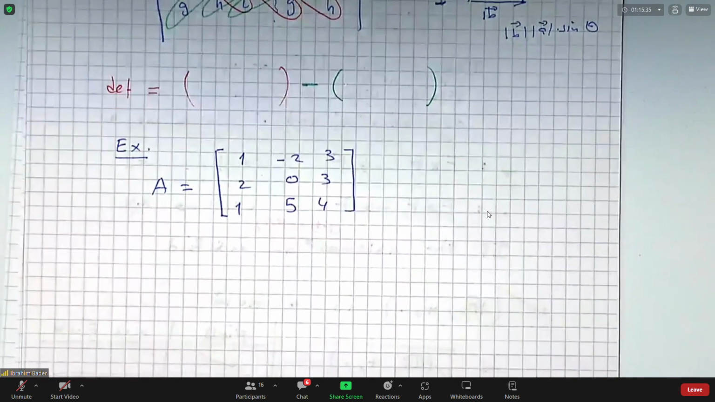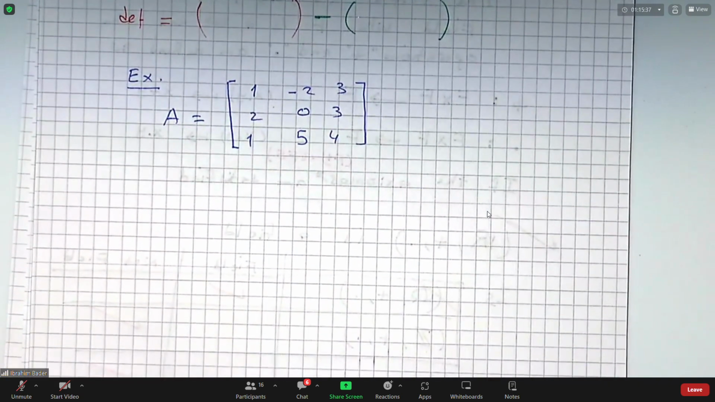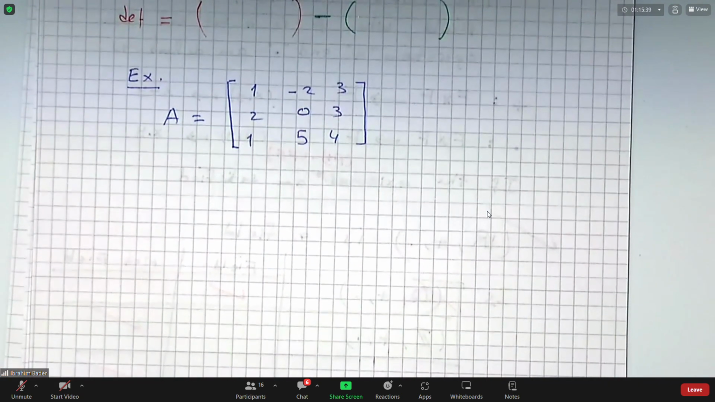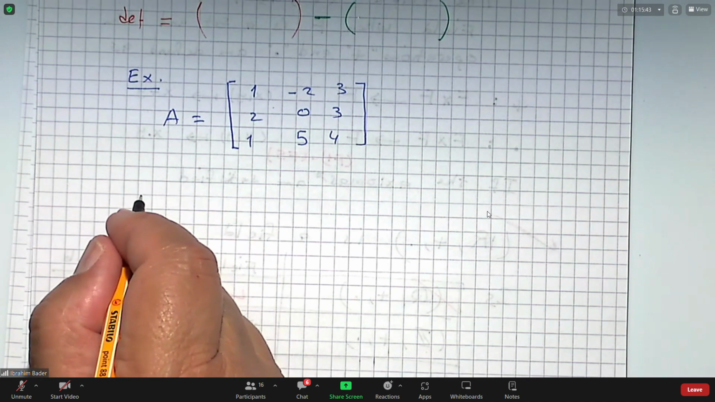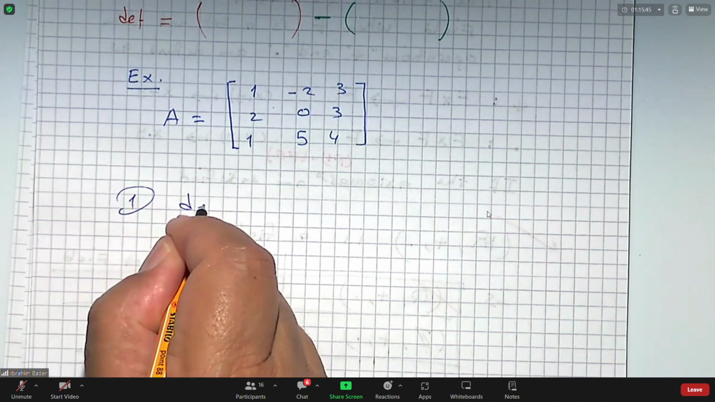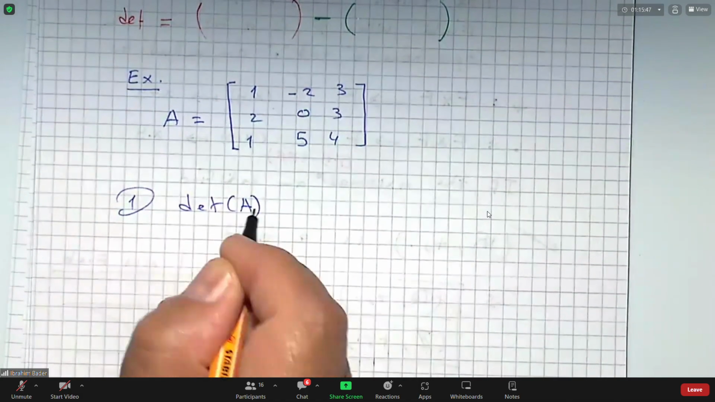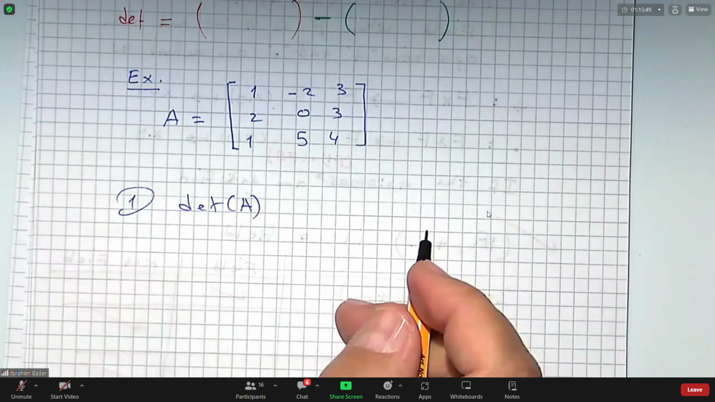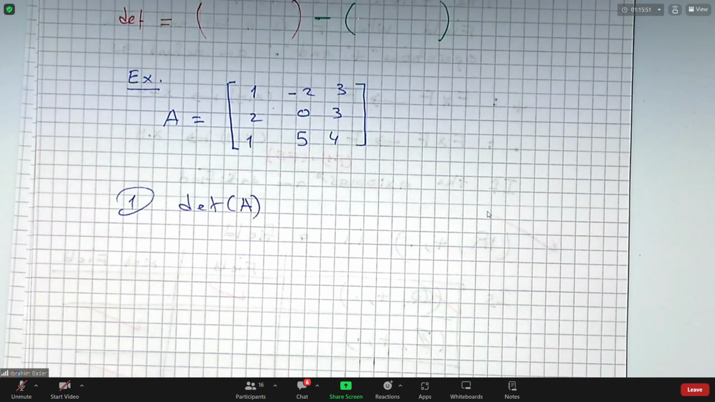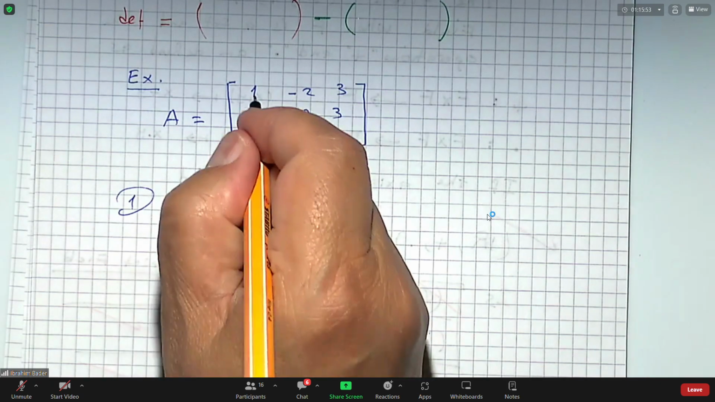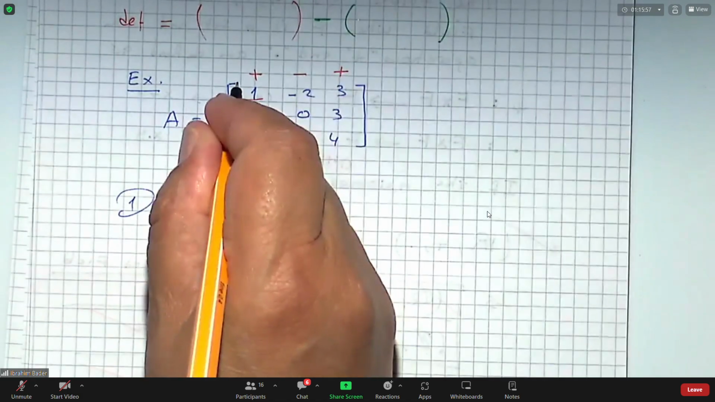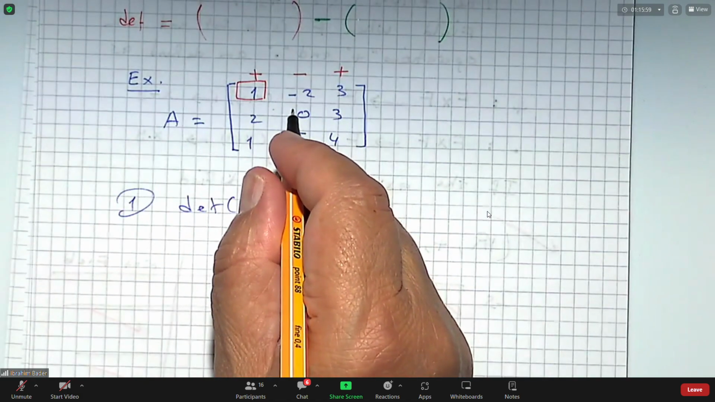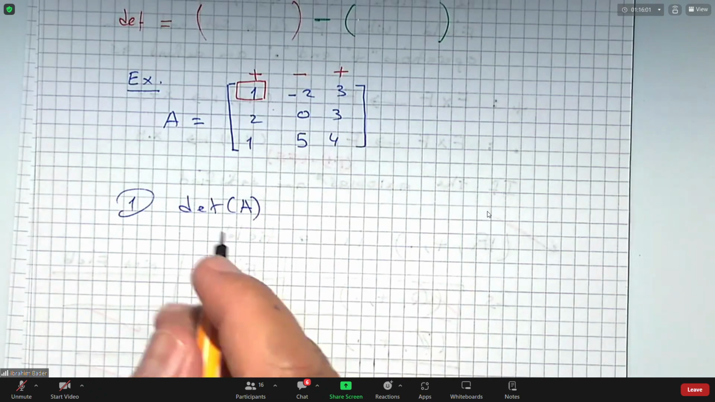Okay, we are going to evaluate the determinant using the first reduction method. So, determinant of A, method 1. Now, as I told you, here we take this element, positive, negative, positive. Take this element, then we will end up having this determinant.